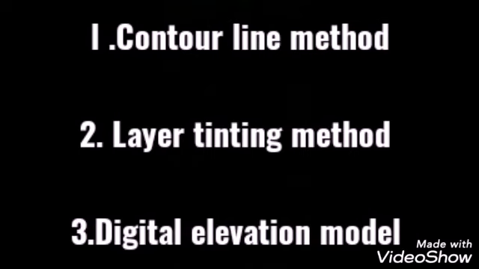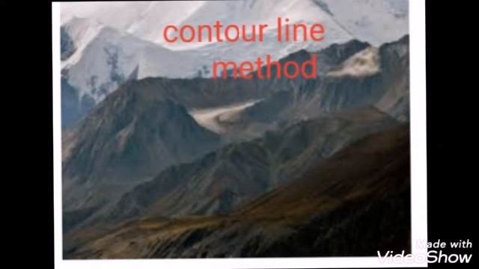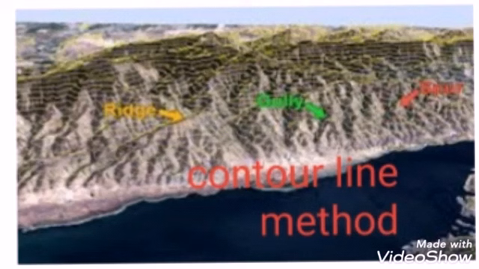First one, contour line method. This method is used to show the unevenness of landforms on a map. The height of the land is measured from sea level. Next, points of the same height are identified. Their positions are marked accurately on the map. These locations are joined with a line. Such lines are called contour lines.